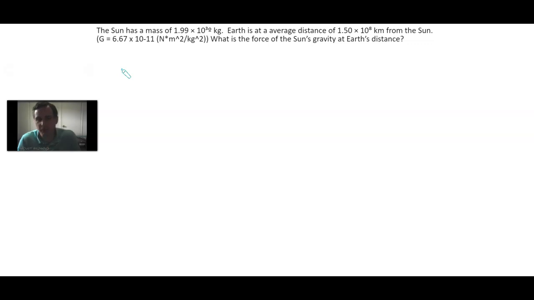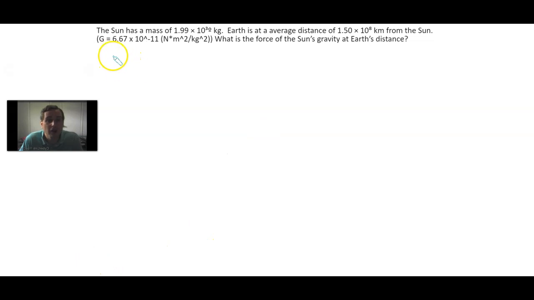So let's go ahead and perform this calculation. It says that the sun has a mass of 1.99 times 10 to the 30th kilograms. Earth is at an average distance of 1.50 times 10 to the 8th kilometers from the sun. And we know the gravitational constant is 6.67 times 10 to the minus 11th Newton meters squared per kilogram squared. What is the force of sun's gravity at Earth's distance?